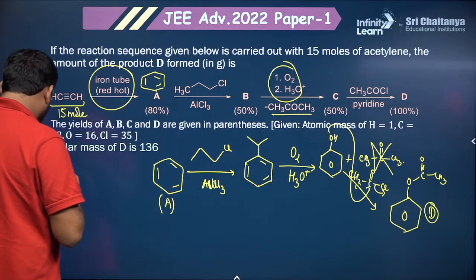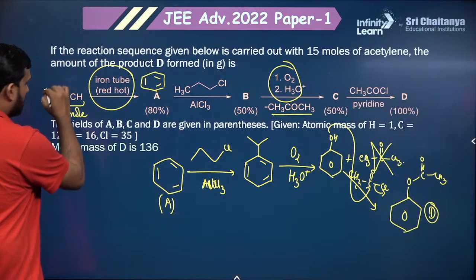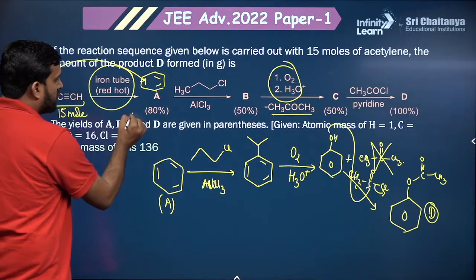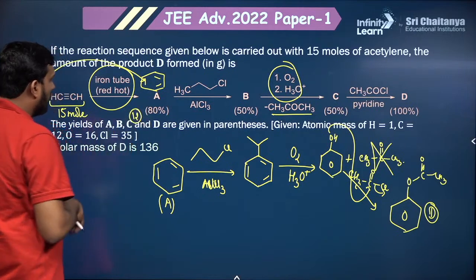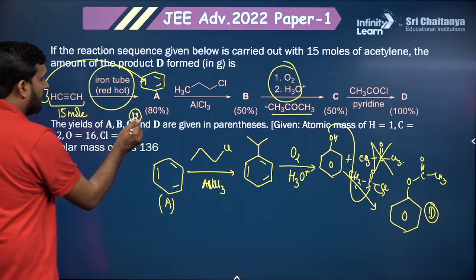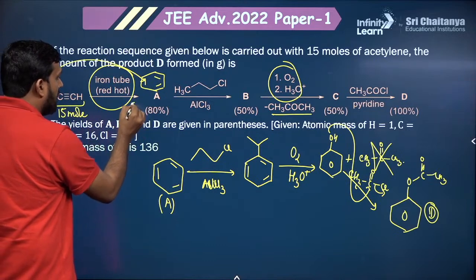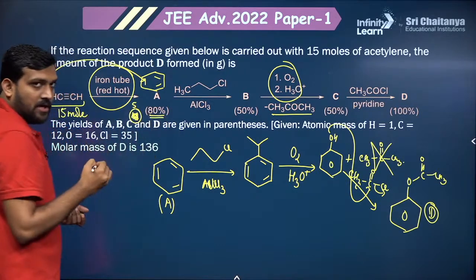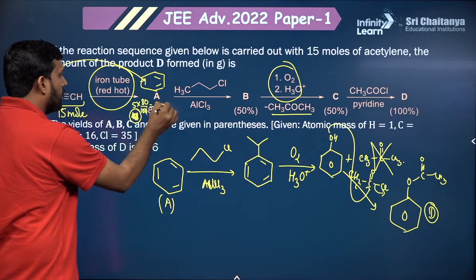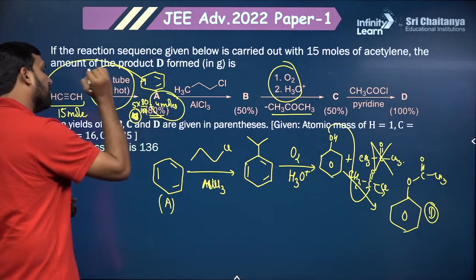Now if you observe here, there is a simple thing. For 3 moles it is formed 1. So for 15 it will be formed how much? 12. Okay, it will be formed how much? 12. Sorry. For 3 it is forming 1. So for 15 it will be forming what? 5. But only 80% is the yield. So 80% of the 5 is 4 moles. Okay, so there is only 4 mole of benzene.